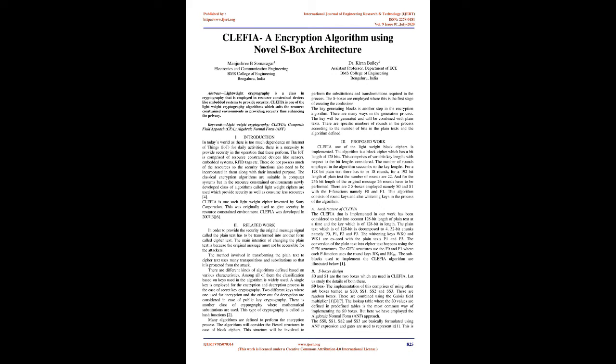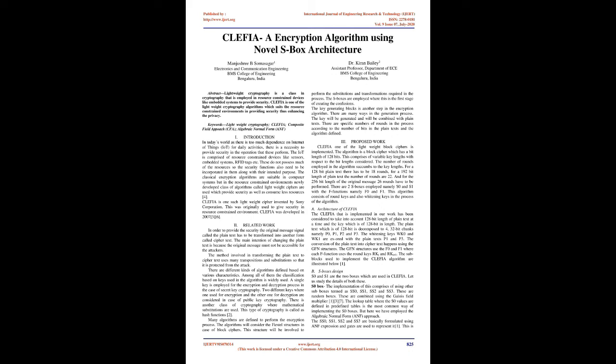The algorithms will consider the Feistel structures in the case of block ciphers. This structure will be involved to perform the substitutions and transformations required in the process. The S-boxes are employed, where this is the first stage of creating confusion. The key generating block is another step in the encryption algorithm. There are many ways in the generation process. The key will be generated and will be combined with plain texts. There are specific numbers of rounds in the process according to the number of bits in the plain texts and the algorithm defined.